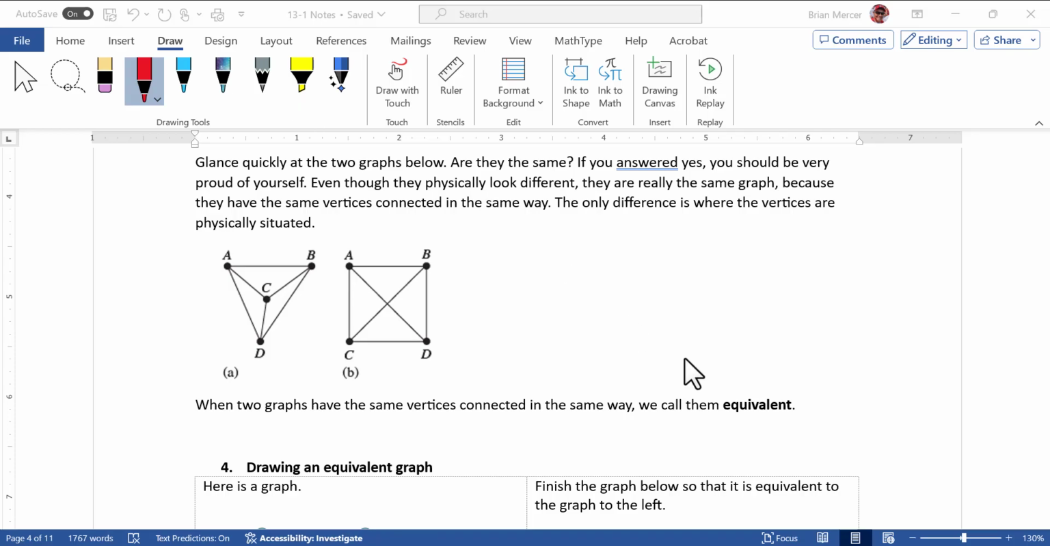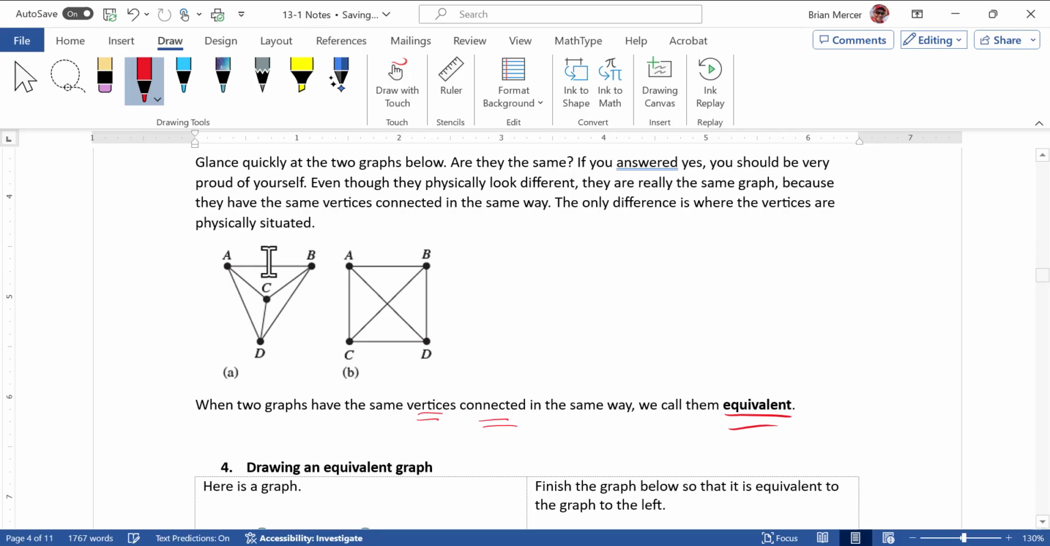So I mentioned this at the end of the last video, the idea of the word equivalent. What do we mean when we have two graphs that are equivalent? The formal definition is when two graphs have the same vertices and they're connected in the same way, then we call them equivalent.